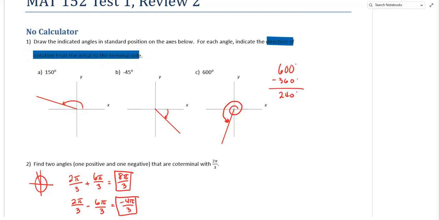The additional instructions did ask us to indicate the direction of rotation from the initial to terminal side. So we always start along the positive x-axis. We recall that. But let's also indicate with these arrows, including extra loops if it takes more than one rotation, but use these arrows to indicate the direction that we would rotate to land at that terminal side.